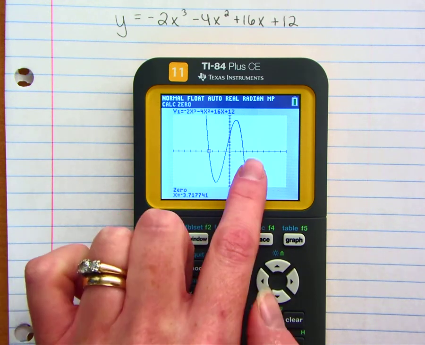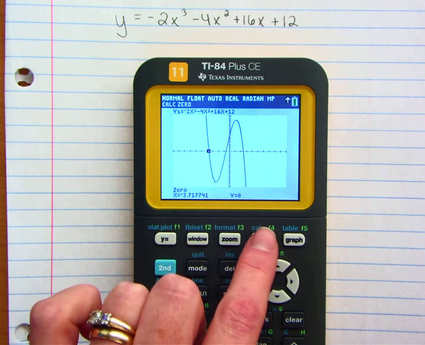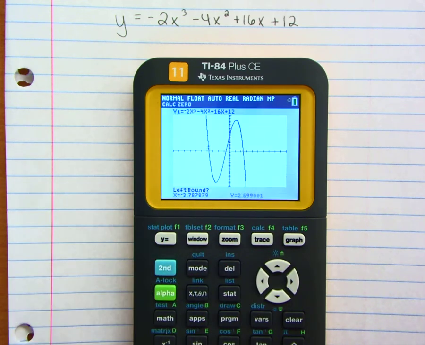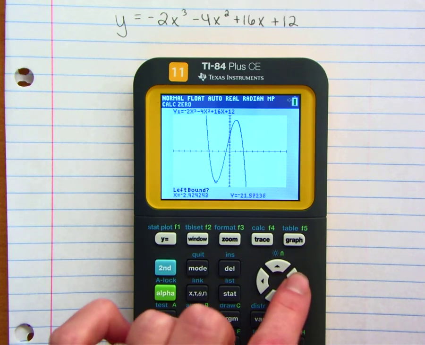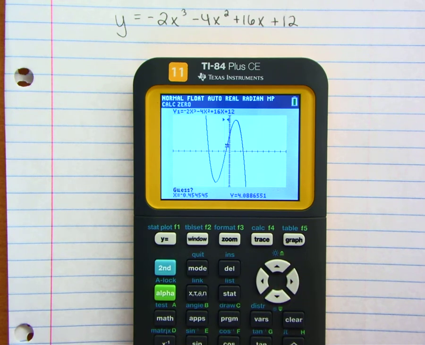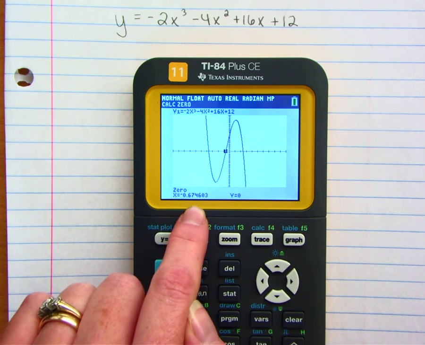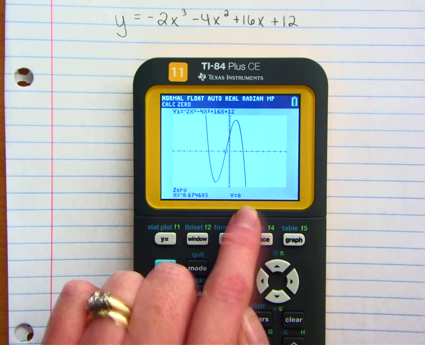We have 2 more zeros on our graph, so we're going to do the same process. Second, trace, number 2 for zero. We're going to go to the next zero. We're going to stay on the left side of that zero, hit enter. Cursor over to the right side, enter. Hit enter one more time. That zero is at negative 0.67 approximately. Again, y would be 0.